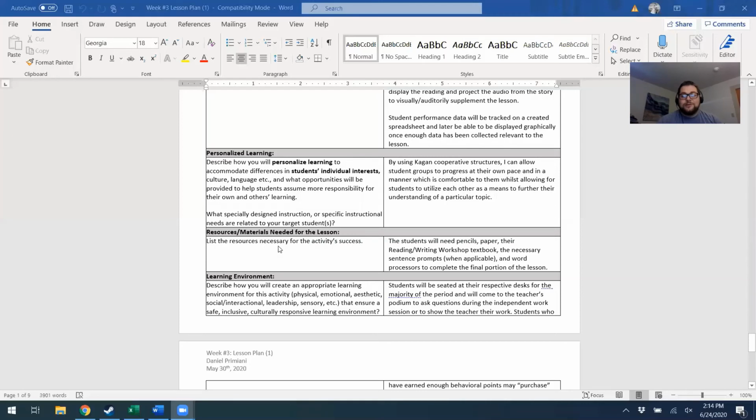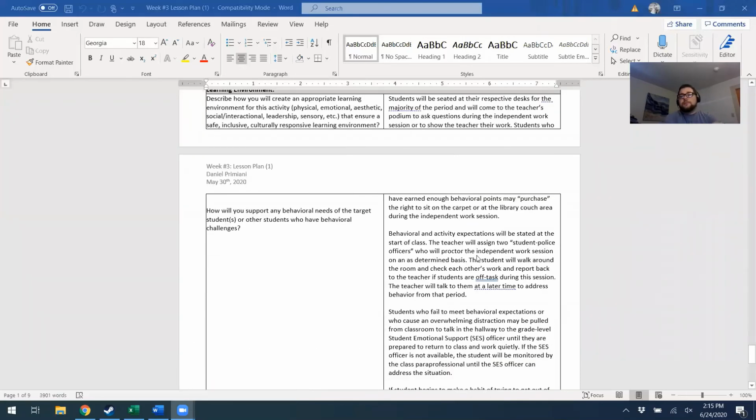What resources are necessary for this activity? Obviously, you need pencils, paper, their textbook, the necessary sentence prompts, and word processors, so their Chromebooks. And it's a fairly limited resource set. I guess not mentioned in here also are the whiteboards and markers they use for Showdown, and the teacher's larger whiteboard and the projector as well. So everything you find in a general classroom, nothing too crazy, but these are the resources needed.